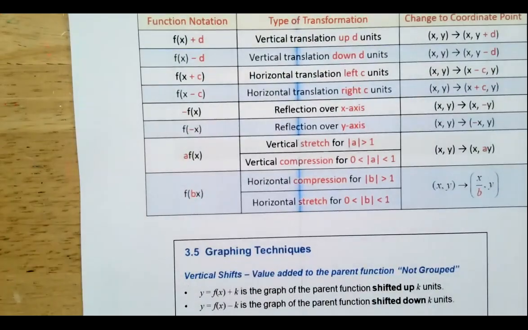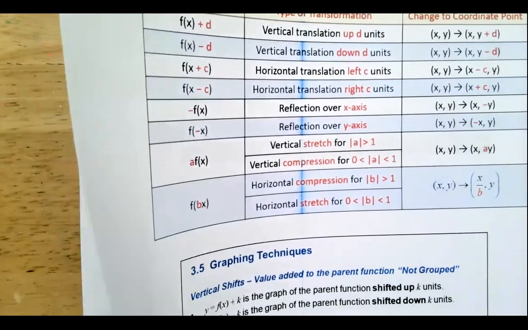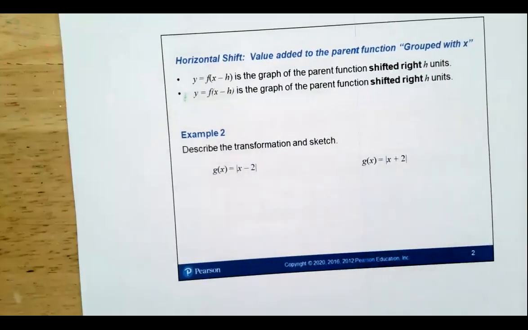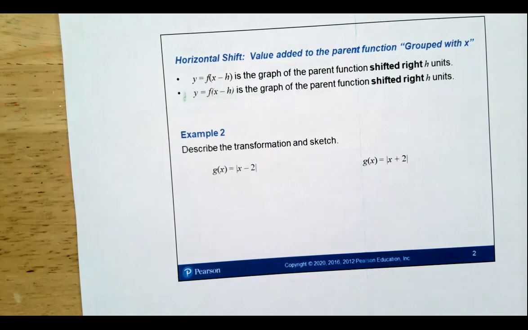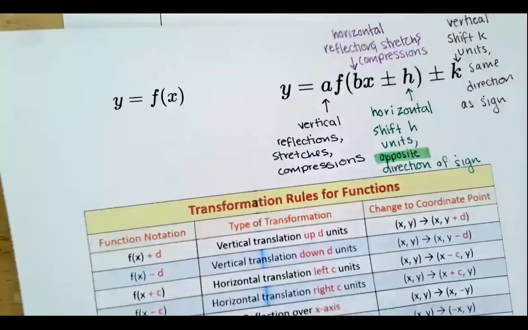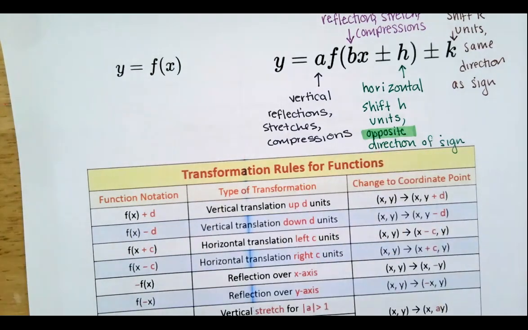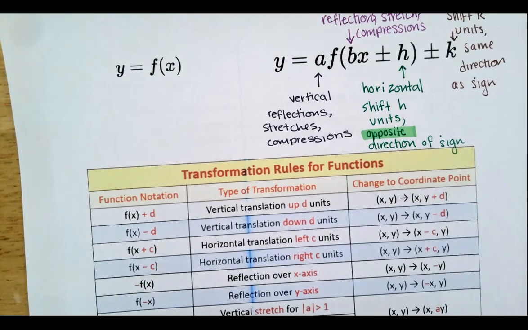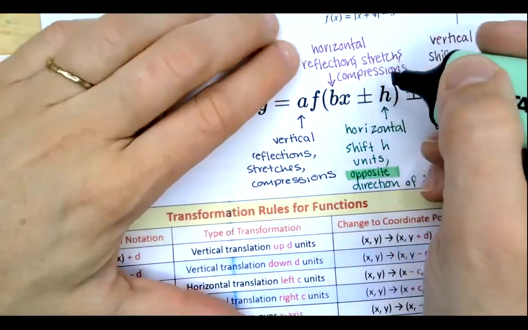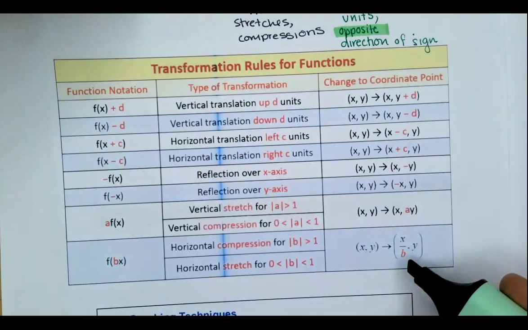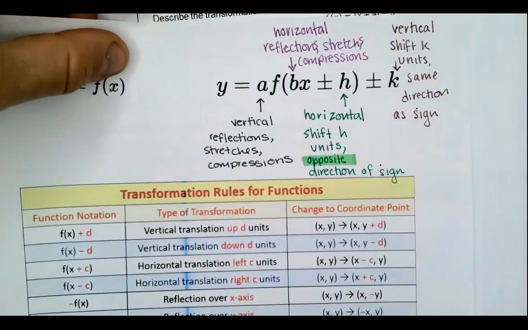Good. All right, so those are called vertical shifts because we are just shifting them up and down. Better said, up or down. Now, horizontal shift, remember that horizontal shifts, we move opposite the direction of the sign, and similarly, horizontal reflections, stretches, and compressions are also the opposite. They also are divided by instead of multiplied.